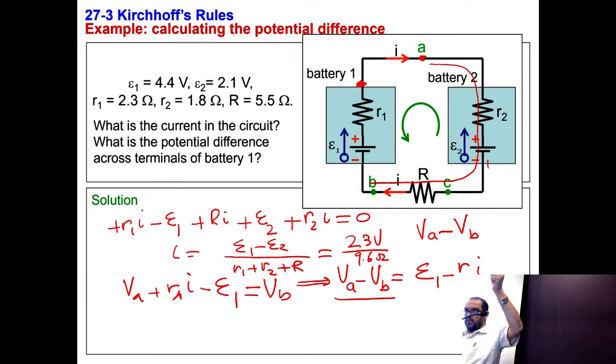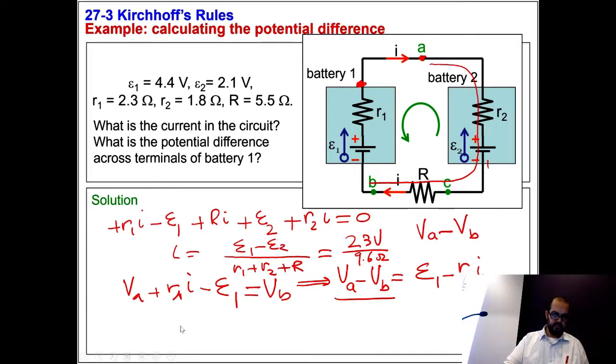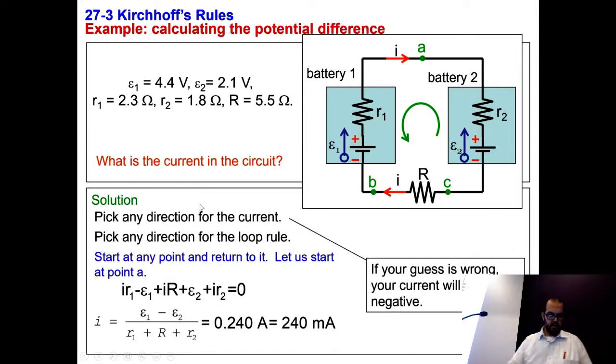You start at one point, you pick a direction in which you're going to go in the circuit, and you start adding the potential, paying attention to the convention that we took, until you reach the second point. Then you rearrange the terms to get VA minus VB. Okay, so this is the first question. You get 240 milliamps.